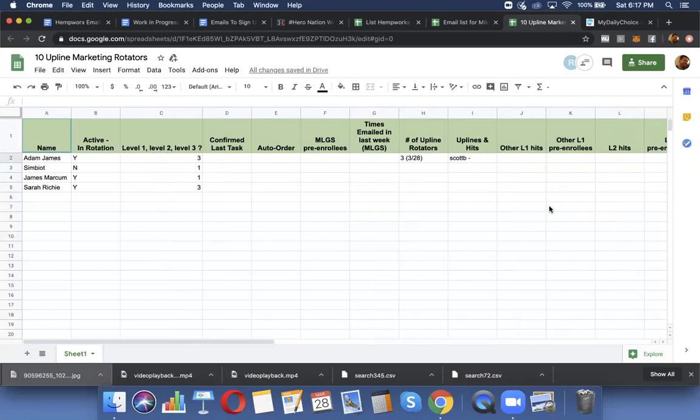So this pretty much sums up how to use this: as an upline, what you're looking for, and as a downline, how to make sure you're reporting to this. Because if you're not reporting to this, then you're not active. You get taken out of the upline's marketing rotator, okay?